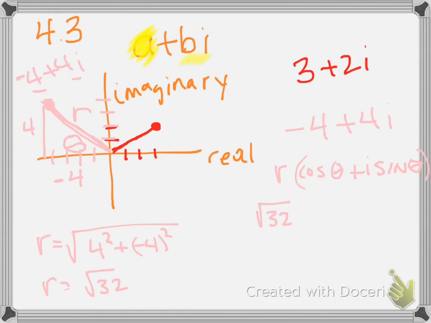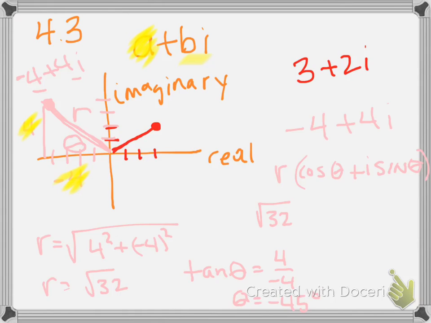In order to find that theta, I'm going to use the tangent. So tangent of theta equals opposite over adjacent. Opposite is 4 and adjacent is minus 4. If you take the inverse tangent of that, I believe you get negative 45 degrees. Now this is the part that we'll fight about. Negative 45 degrees, I have to report an angle in the second quadrant.